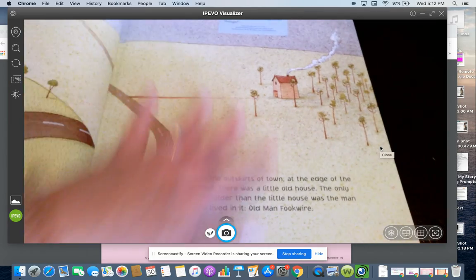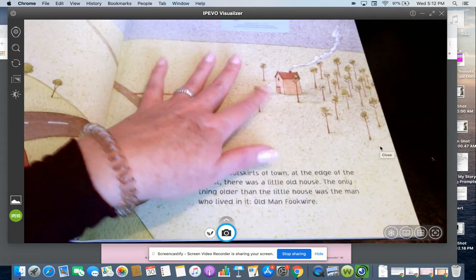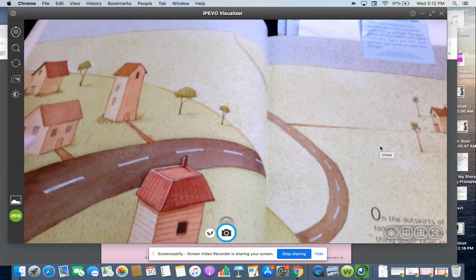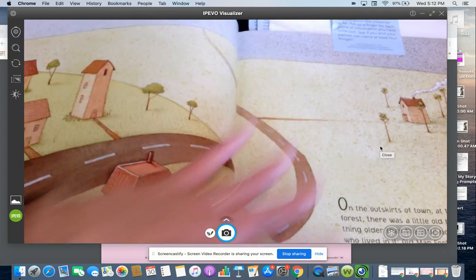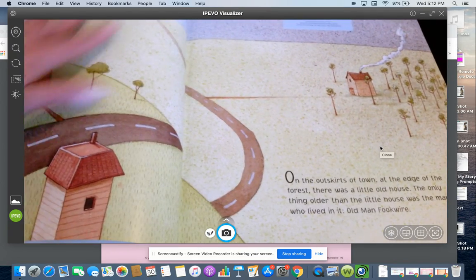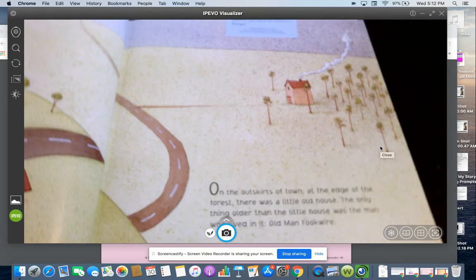So if I'm taking a look at this first page, here's the house and see the trees, and then I see here, there aren't a lot of homes. This looks very different. I can tell that this is not a city. It's not a big place where there's tall buildings. It looks like it's almost out in the country. And now I'm going to begin reading.